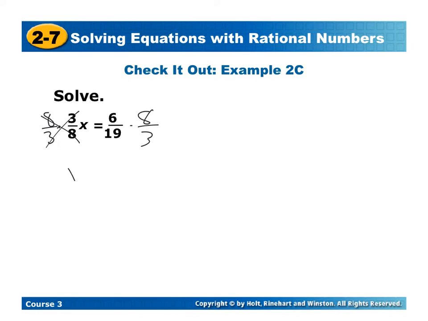These are going to cancel out, left with just x on the left. I like to cancel before I multiply. 6 divided by 3 is 2. 3 divided by 3 is 1. 2 times 8, 16. 19 times 1, 19. That can't be reduced, so our final answer, 16/19.